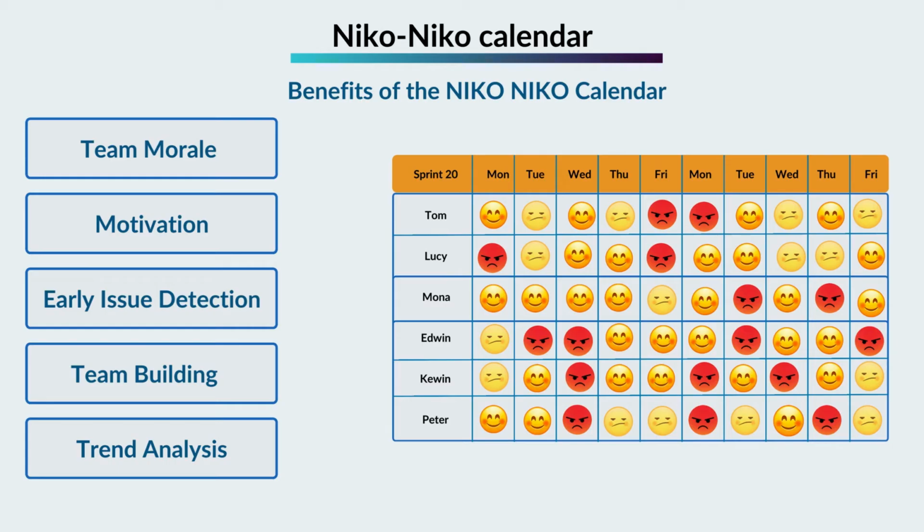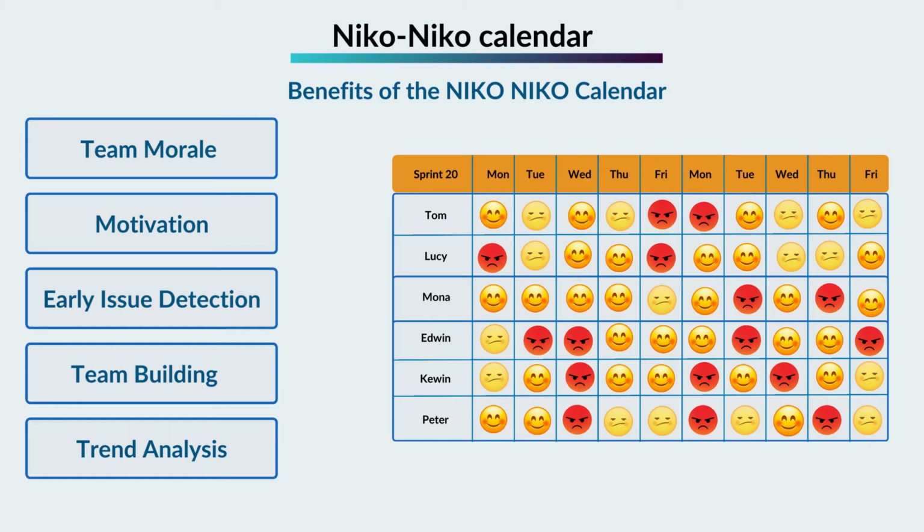Team morale: it provides a simple and effective way to gauge team morale and emotional well-being. Team members can quickly see how their colleagues are feeling. Motivation: the Nico Calendar can serve as a motivator. When team members see positive emoticons and a generally upbeat atmosphere, it can boost their determination and morale.